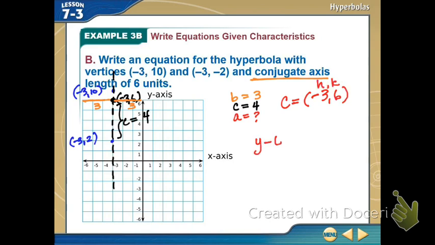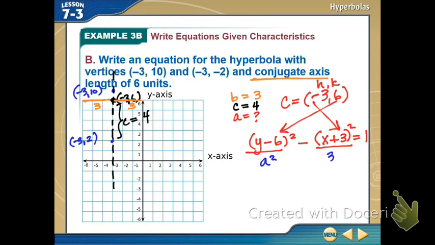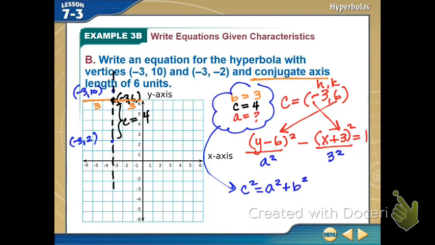I'm going to do Y minus 6. This guy goes here. Minus X minus a -3, or plus 3. This guy goes here. The value that I went up and down to find the vertices is unknown. That's my A squared. The value that I went right and left, that's my B, so that would be 3 squared. So I'm going to use these 3 guys together. C squared equals A squared plus B squared to solve for A squared. So I get 16 equals 9 plus A squared.